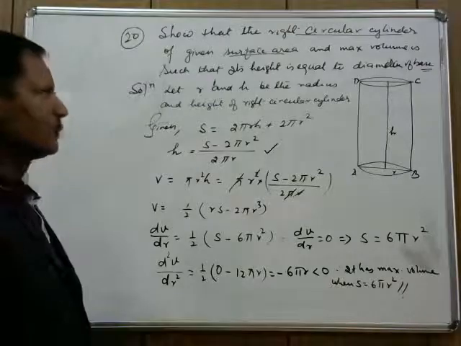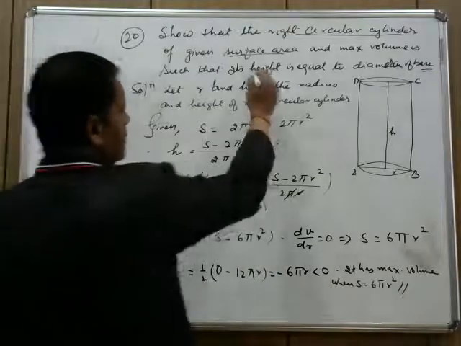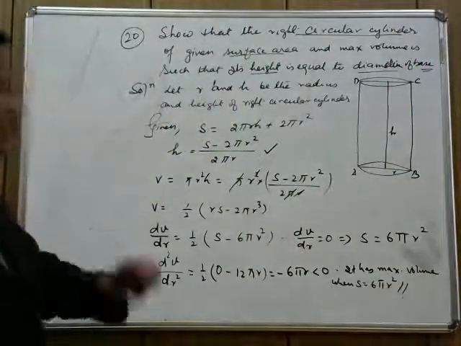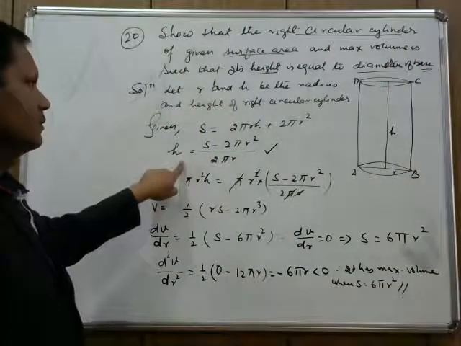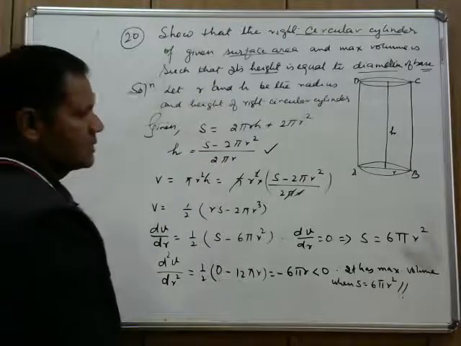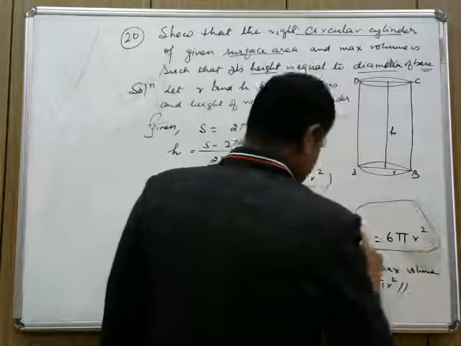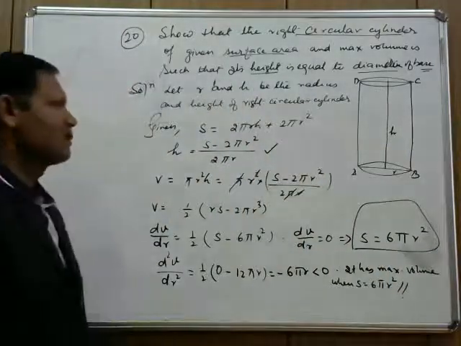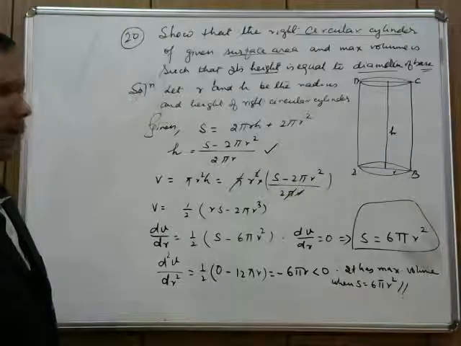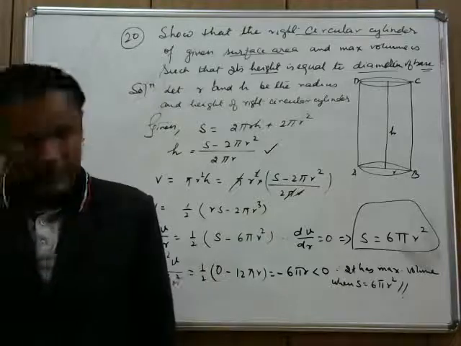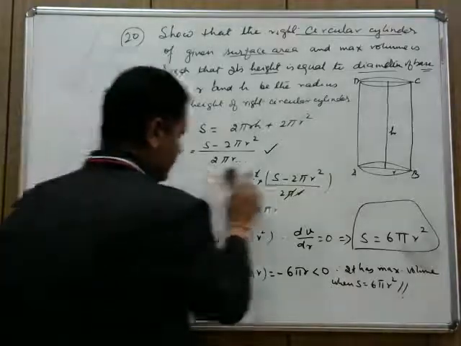When it has a maximum volume, then its height is equal to the diameter of base. See, I have one relation between this h and this part. Now I will put this value of S is equal to 6 pi r square in the given function, which I have assumed as h is equal to (S minus 2 pi r square) upon 2 pi r. You can pause the video and note it down, and then I will put this value here.